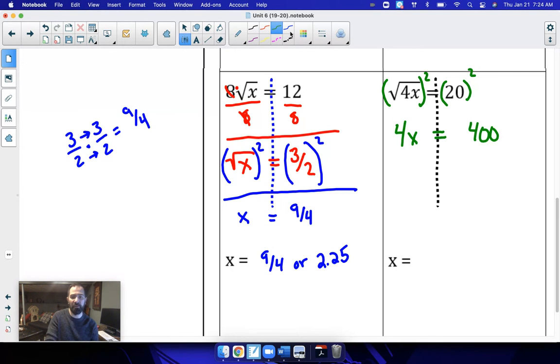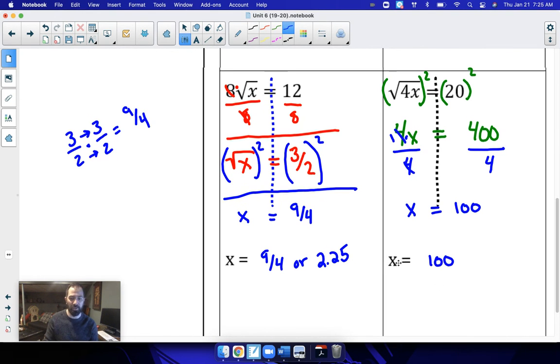All right, and our last step is to get that x by itself. Well, this is 4 times x, so let's divide by 4. 4 divided by 4 is 1, so we just have x equals 400 divided by 4 is just 100. X equals 100, and you are done.